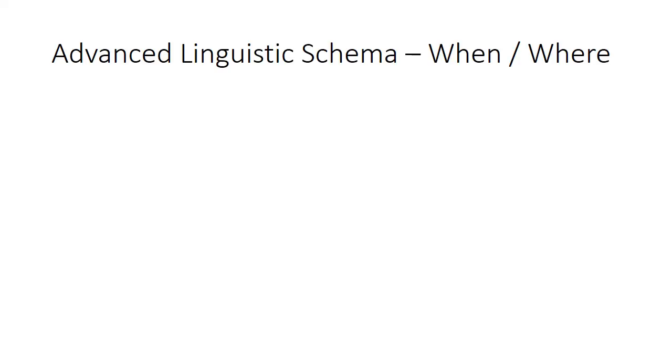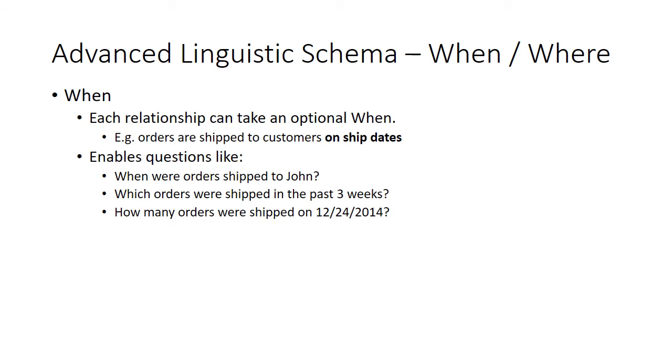The first such property is when. Each relationship can optionally have a date associated with it, which describes when that relationship took place. For example, orders are shipped to customers on ship dates. This enables questions such as, when were orders shipped to John, which orders were shipped in the past 3 weeks, and how many orders were shipped on December 24, 2014.